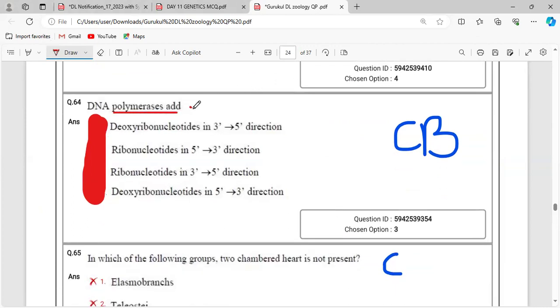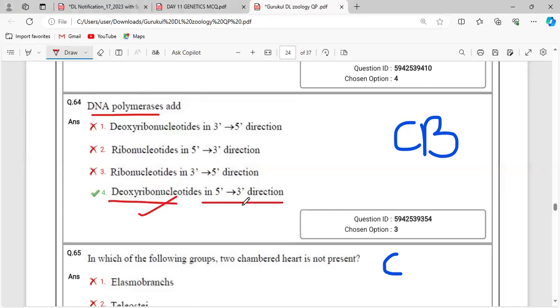And DNA polymerases add. We know that DNA polymerase is involved in DNA replication, and they are adding the nucleotides. That will be the predominant function performed by DNA polymerase. And in which direction? Always, the daughter strand synthesis will be held in which direction? See how simple the questions are. Obviously, that will be the 5' to 3' direction, and DNA polymerase is related to DNA, that is deoxyribonucleic acid.